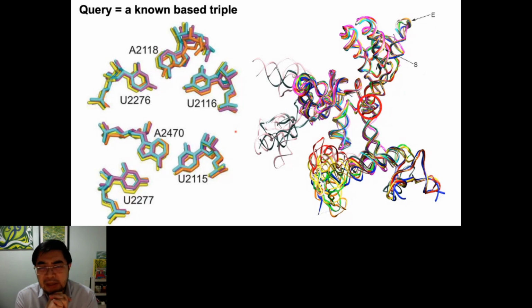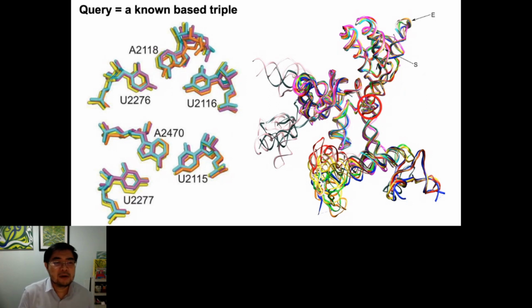It could have been in the 80s and 90s. So this particular base triple is known. It's not a novel base triple by itself, but what we were able to find is a novel context for it. As you can see on the right there, this is domain 5 of the large subunit of the ribosomal RNA assembly. And what we are able to find is a UAU stacked on top of another UAU.